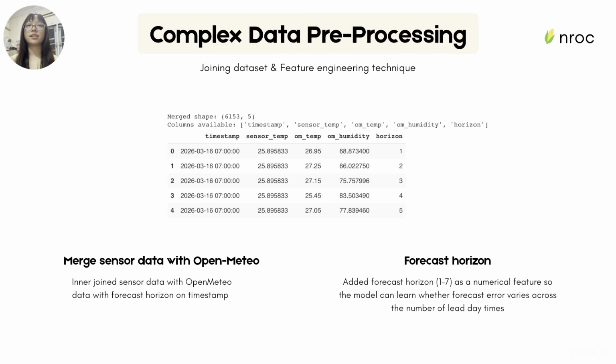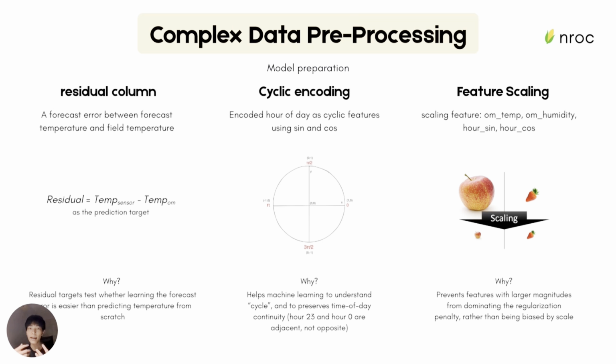Now that both datasets are at hourly resolution, we join them using an inner join on timestamp. Since the OpenMeteor data was reshaped to long format, with 7 rows per timestamp and 1 for each forecast horizon, the merged result has 6,155 rows. Next pre-processing step is creating a residual column.